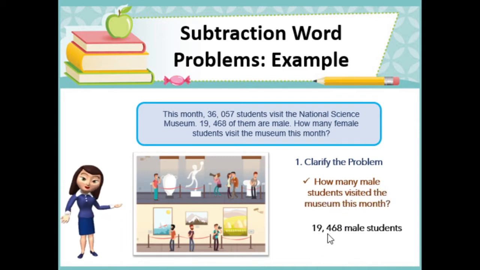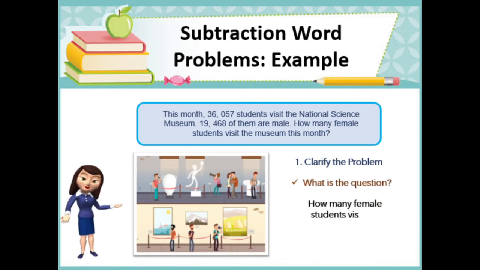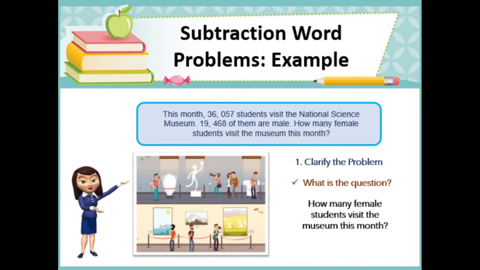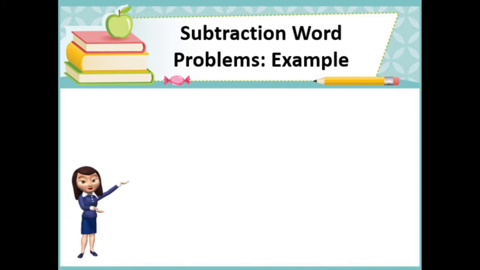It's 19,468 male students. How about the female students? How many are they? That's what we don't know. Therefore, the question left is to know how many female students visited the museum this month. This question requires a solution, and that is to be made by doing step 2, which is again planning.